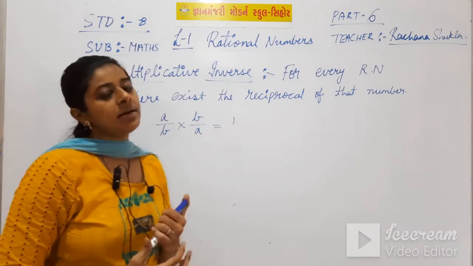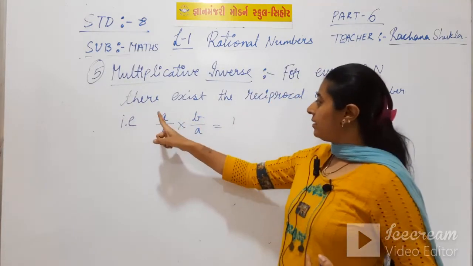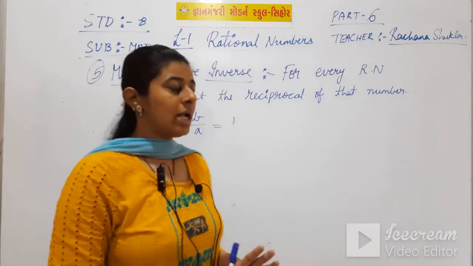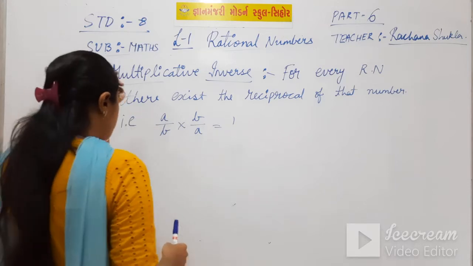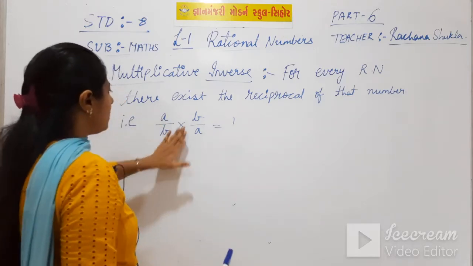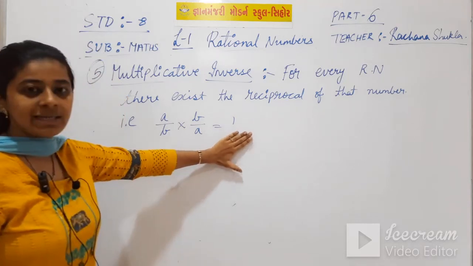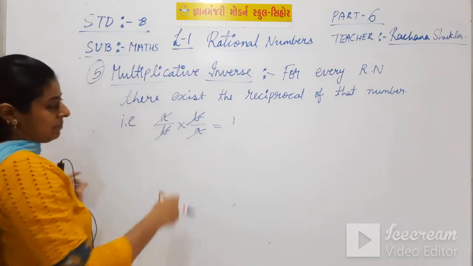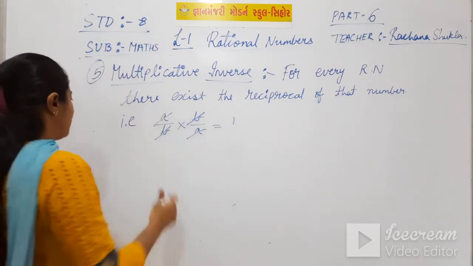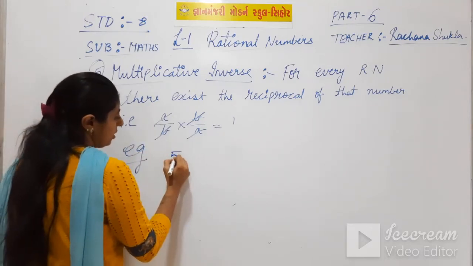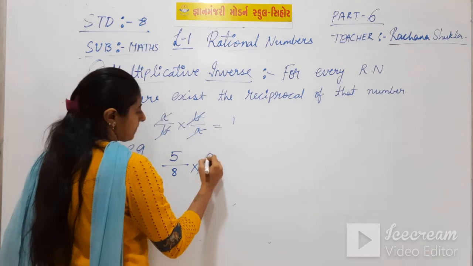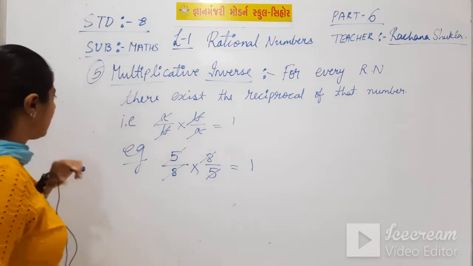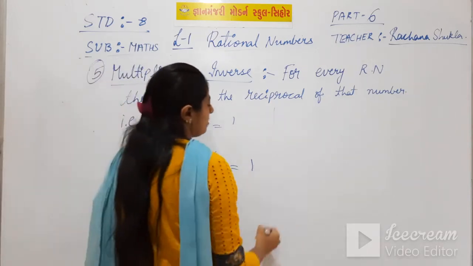See, if you take any rational number, here I take a upon b, then there always exists the reciprocal of that number, that is b upon a. And if you multiply a upon b into b upon a, you will always get the answer as 1. How? See, a cut, b cut, cross multiply. You will get the answer as 1. Let's see an example for this. 5 upon 8 into 8 upon 5 is equal to 1. 8 cut, 5 cut.